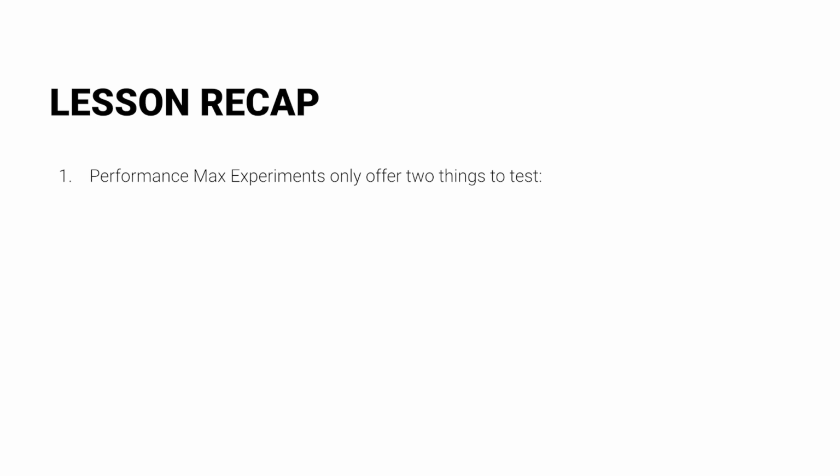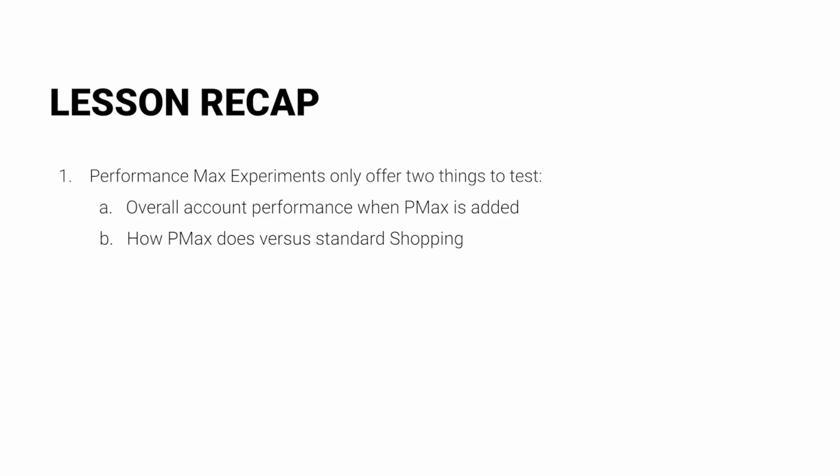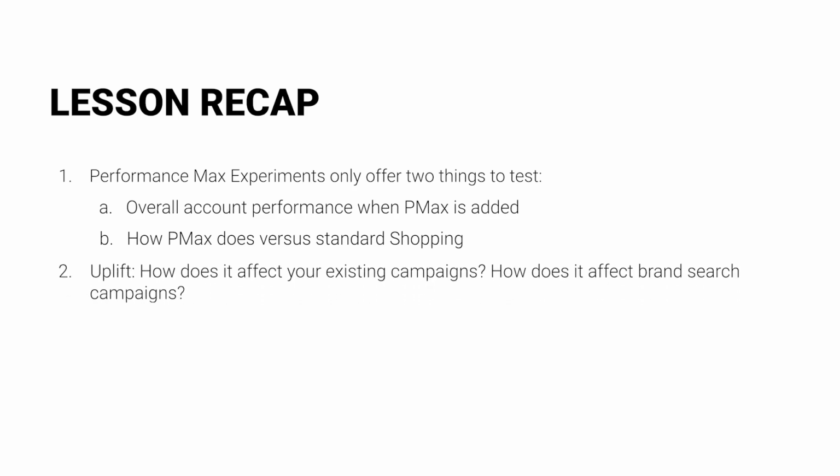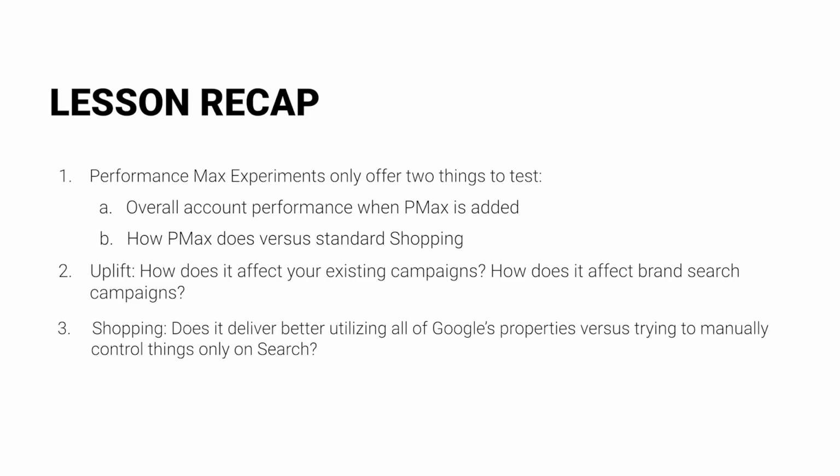So to recap, Performance Max experiments really only offer two things to test, and it's essentially what would happen if you added this to your account. The first one is what happens to overall account performance when you have the additive effect of Performance Max, and then the second is what happens if you got rid of standard shopping and moved everything to Performance Max. In Uplift, you want to look at things like how does it affect your existing campaigns? How does it affect brand search campaigns? For shopping, you want to look at things like does it deliver better utilization of Google's properties versus trying to manually control things only on the search and shopping interface.